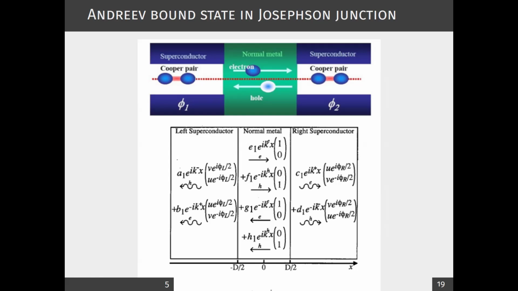So this is the so-called Andreev bound state inside a Josephson junction, and this Andreev bound state is very much the essence of the Josephson effect. This Andreev reflection is prominent when the energy of the electron and the hole is of small value. Yeah, so that's how it is.